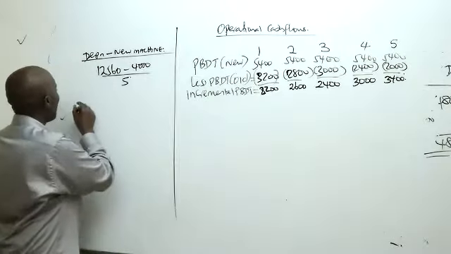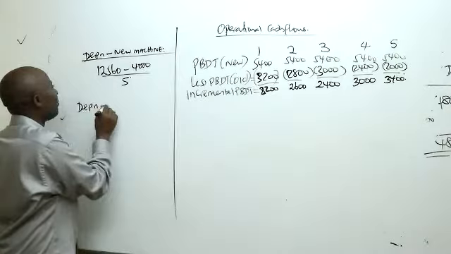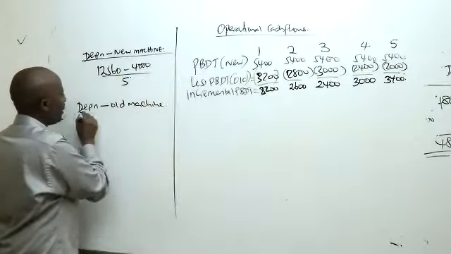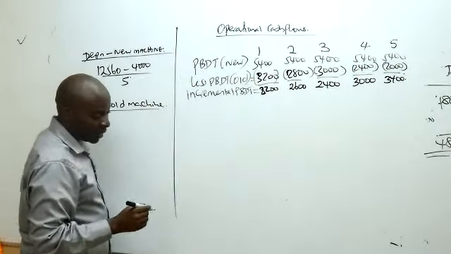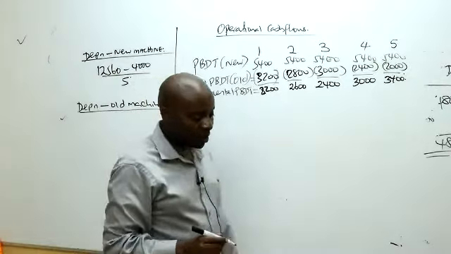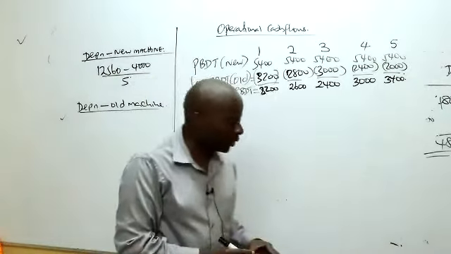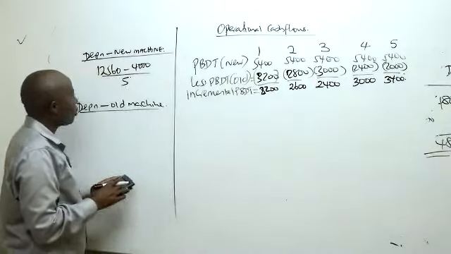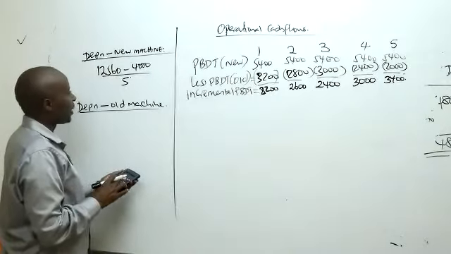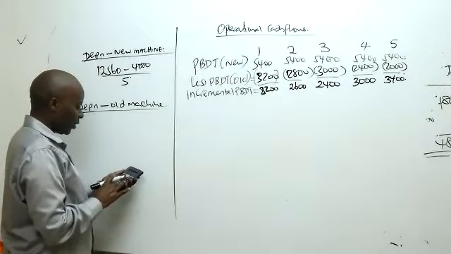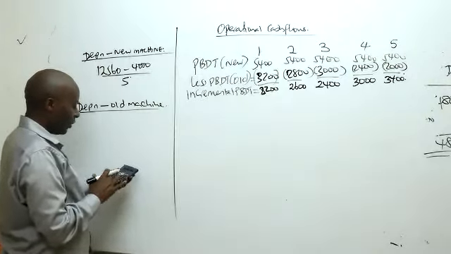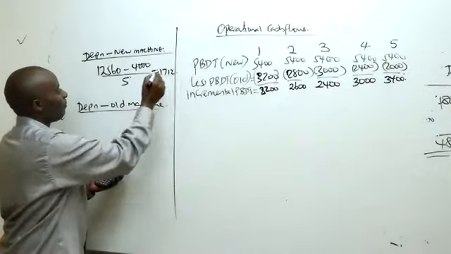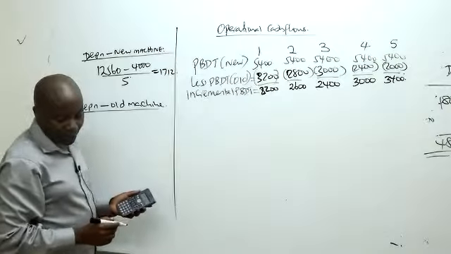Then they give us the depreciation of the old machine as well. So the new machine, ladies and gentlemen, what do we have here for the new machine? This is quite easy. The new machine, we have 12,560 minus 4,000 divided by 5, which gives me 1712. Which gives me 1712.